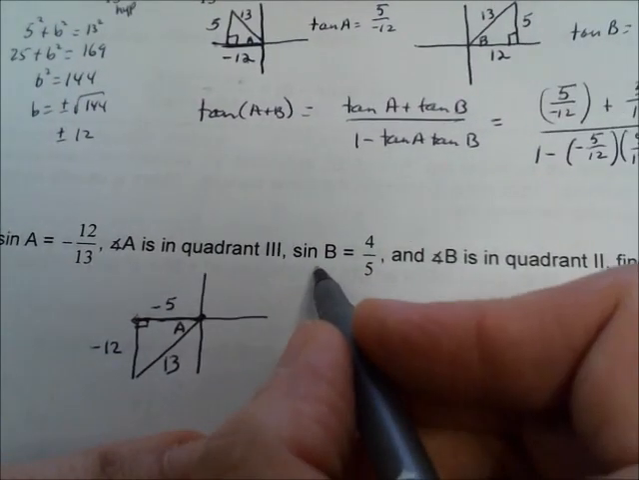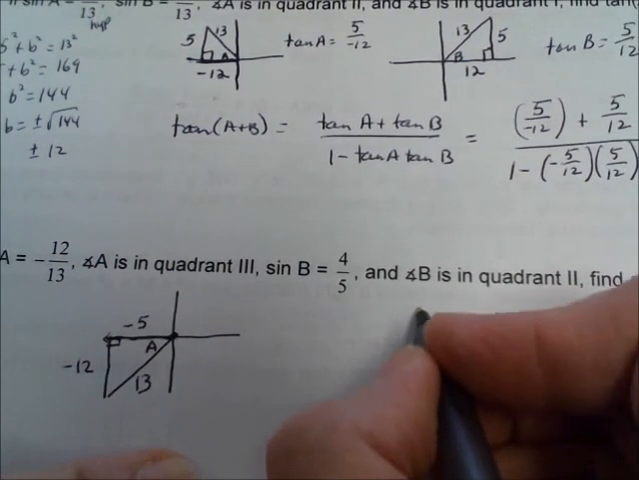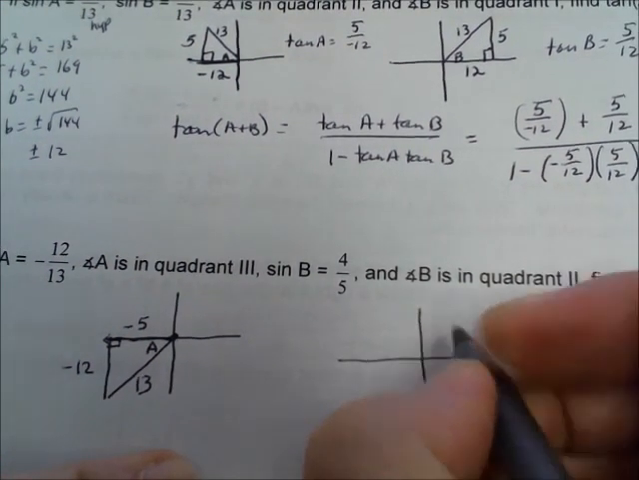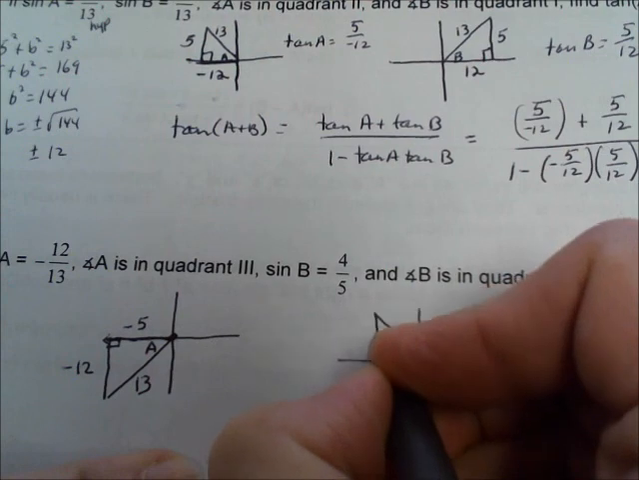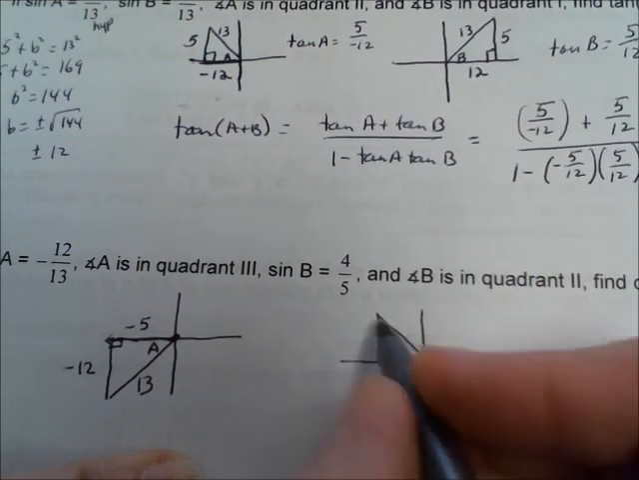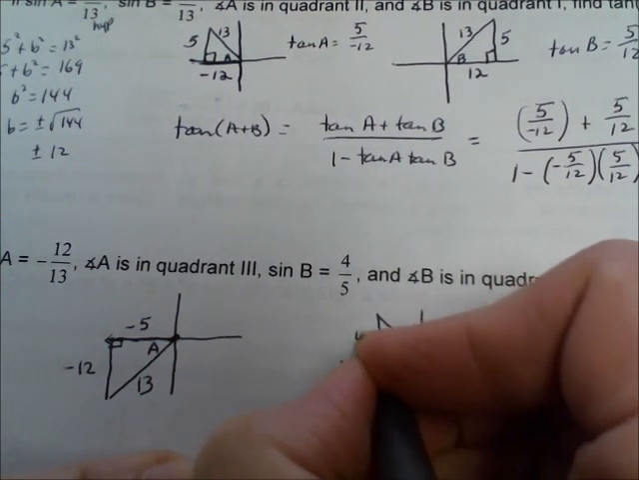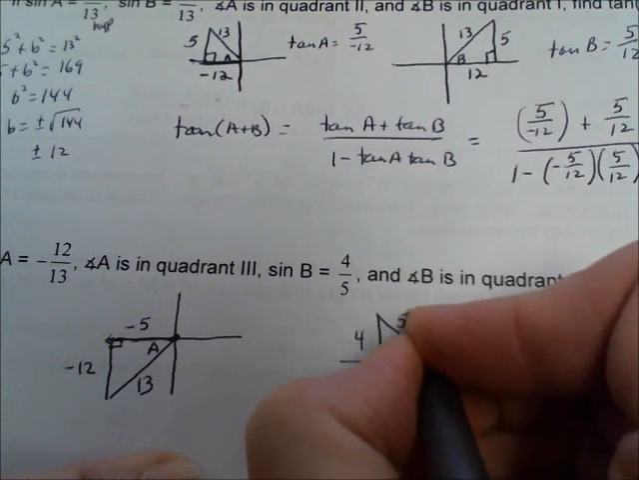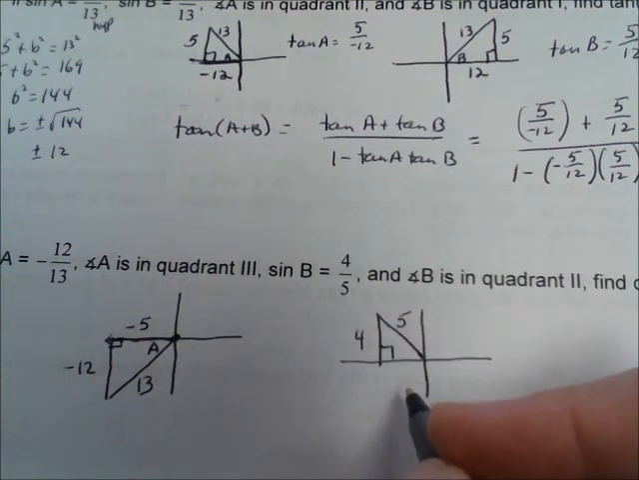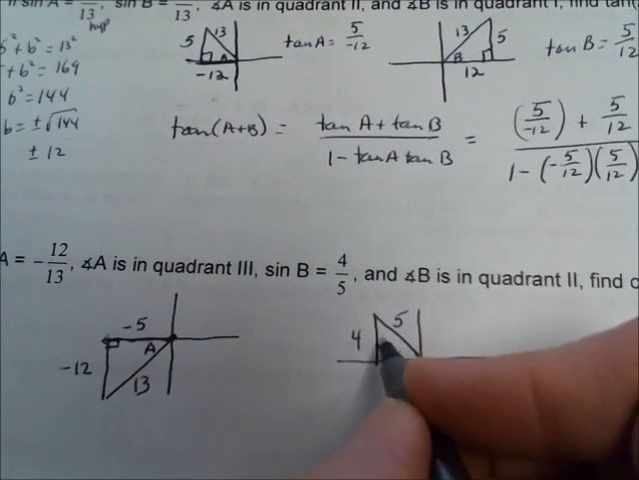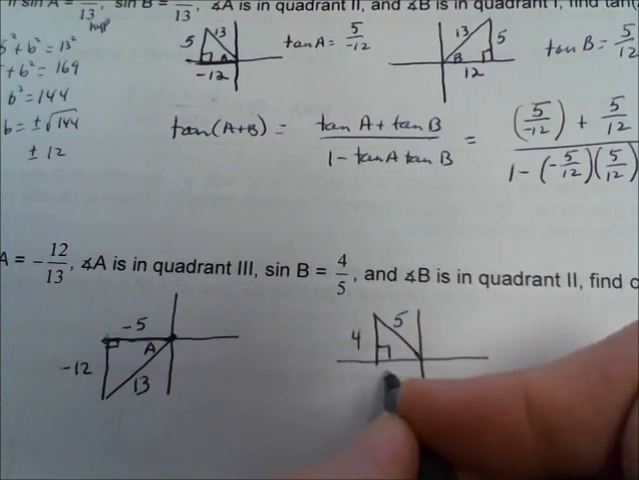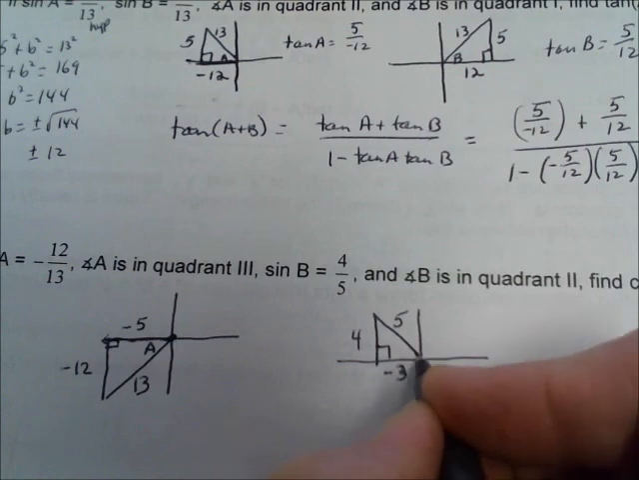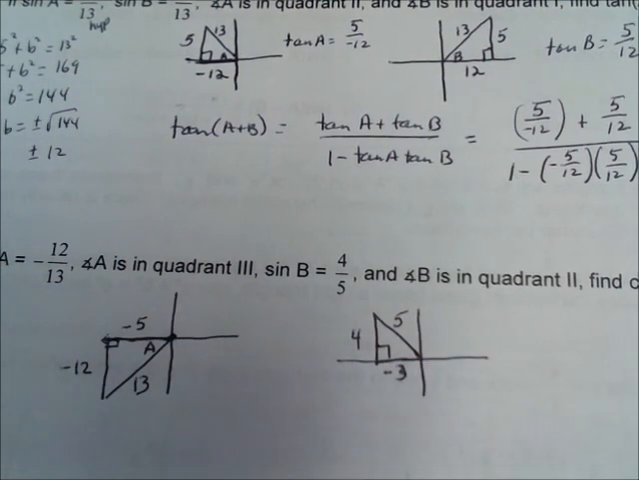Now we have an angle B. Angle B is in quadrant 2. So let's draw a quadrant 2 triangle. And they tell us the sine is 4/5, opposite over hypotenuse. So I hope you recognize this as being a 3, 4, 5 triangle. So this side over here is negative 3 because it's going backwards on the x-axis.